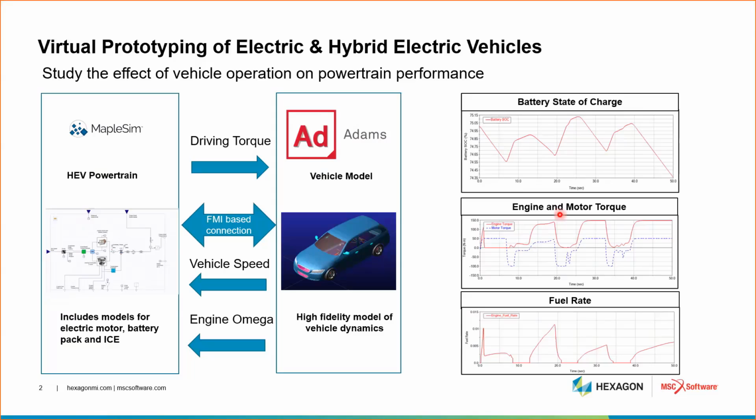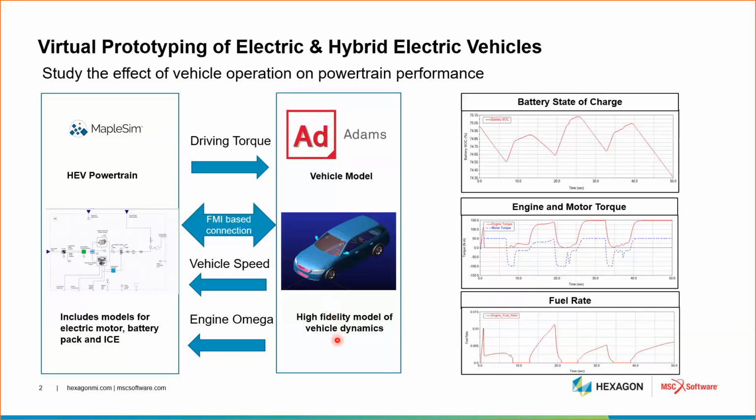So essentially, we are using the FMI approach over here. We use different versions of the Maplesim FMU for different applications, but as a baseline, most of them take a driving torque from Maplesim, which is applied either to the drive shaft or some other part of the Adams template, and in return, Adams returns the vehicle speed and the engine omega.